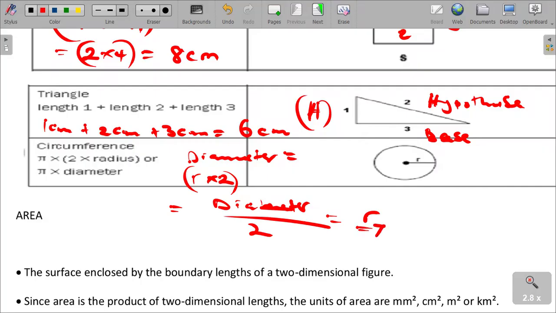Diameter divided by 2 gives us what? It gives us r. So what we are just saying is that the circumference of a circle is equal to pi d, or 2 pi r. 2r is equal to what? 2r is equal to d, because r times 2 is equal to the diameter, because r is half of d.